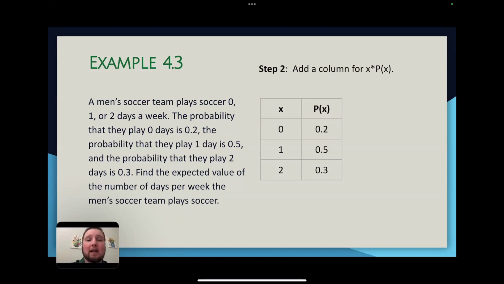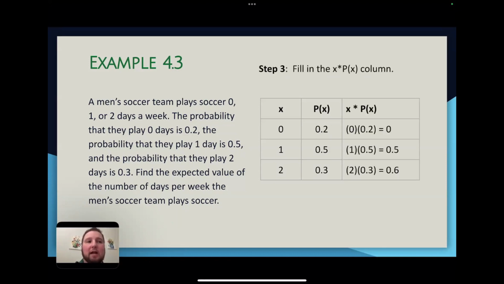Next, we're going to add a column for our calculation. We know we have to multiply x times p of x. So we're going to go ahead and do that. 0 times 0.2 is 0, 1 times 0.5 is 0.5, and 2 times 0.3 is 0.6.